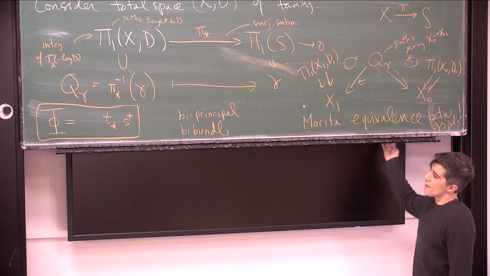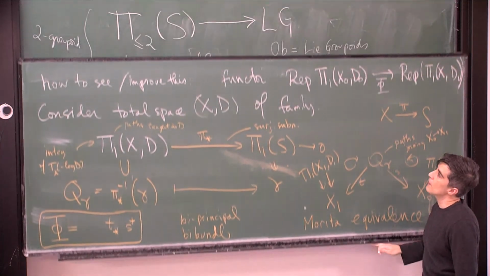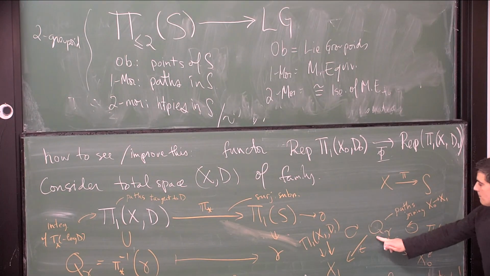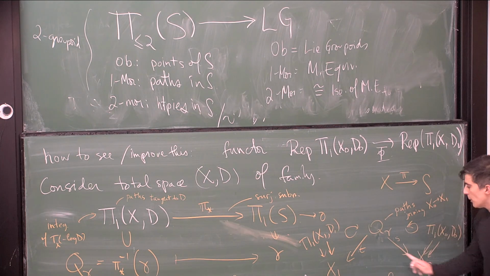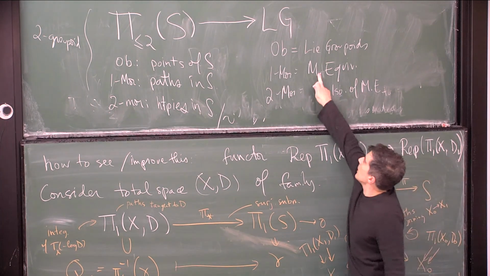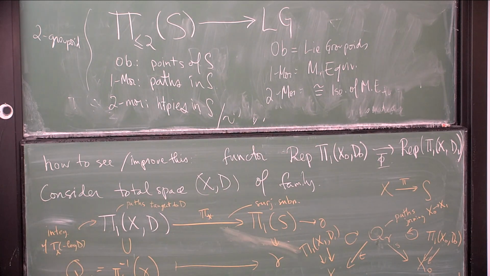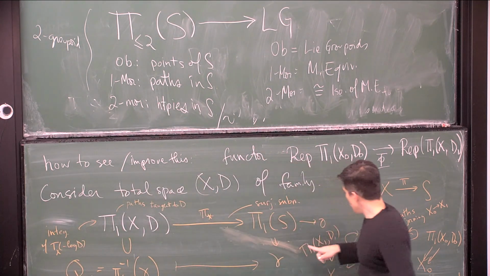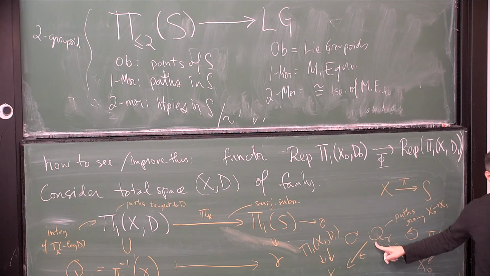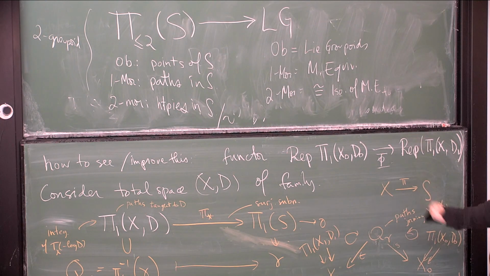And whenever you have a path between two points in the base, we get, by this construction, a Morita equivalence between the initial and final points of the path. So we get a one morphism. And then if we have a homotopy between paths, the corresponding spaces, Q, are isomorphic. Okay? And from this, you can deduce everything that you need to know about iso-monodromy and what happens when you move the path along which you are doing iso-monodromy, right?